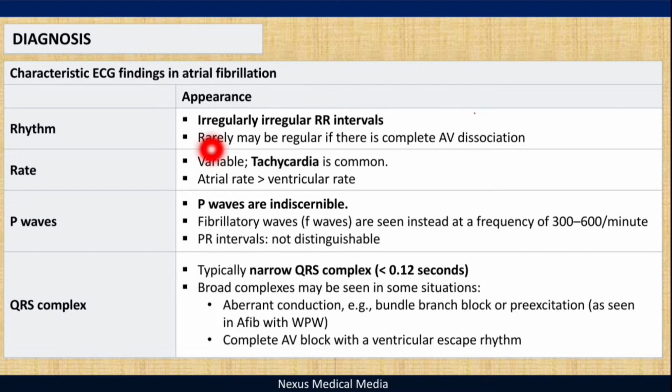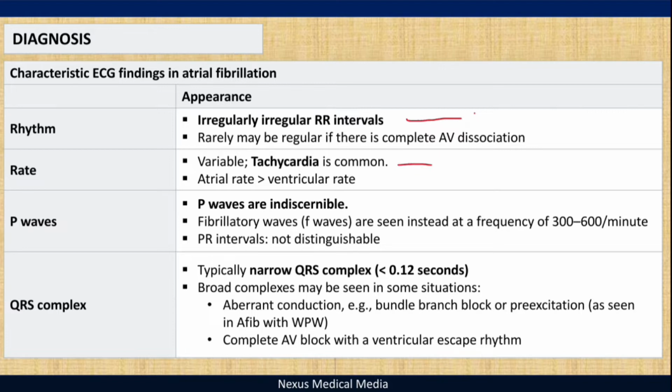Firstly, the rhythm is irregular RR intervals, and in rare cases they may be regular if there is complete AV dissociation. Next is the rate, right? So the heart rate is actually variable, but tachycardia is common, as I just said. And in this case, the atrial rate is more than ventricular rate.